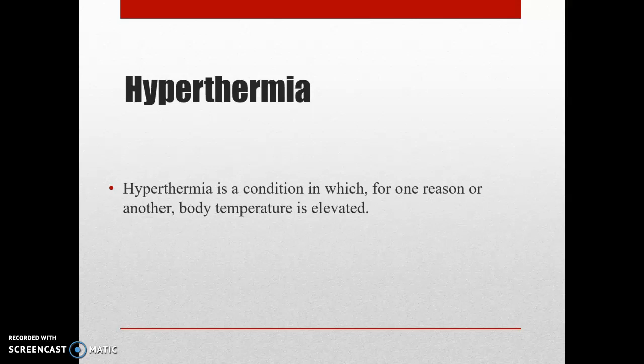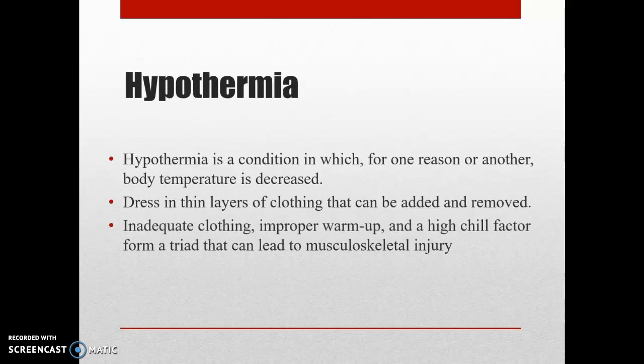Hyperthermia is going to be when the body temperature is elevated. So this is what we see most often. Hyperthermia just means your body temperature is getting too hot, above normal. Hypothermia is going to be the opposite, which luckily we don't deal with very often, but it does happen in states where you have a lot of rain, snow, and ice. So dressing in the proper clothing, layering up, that way you can take off layers as you get warmer and start to play and warm up in your sport.